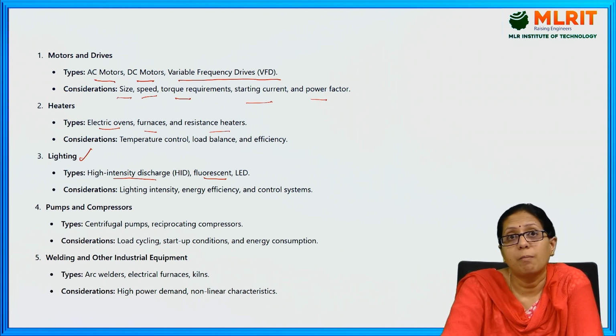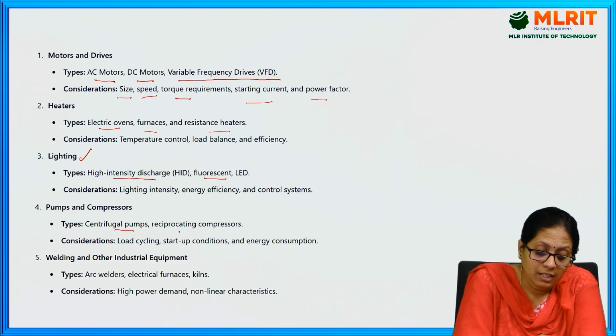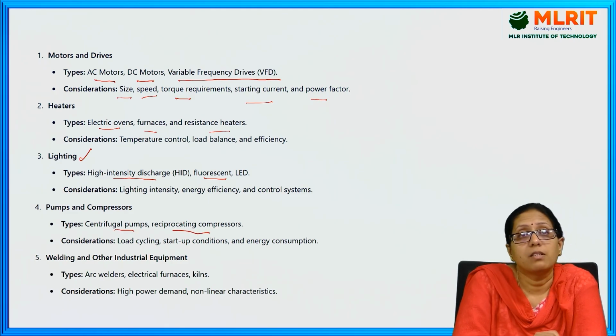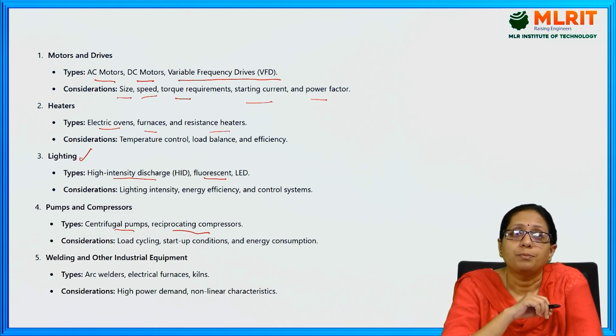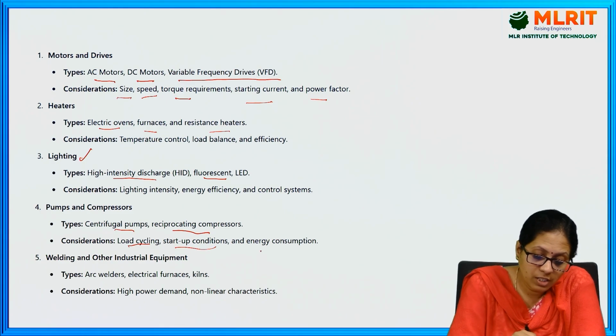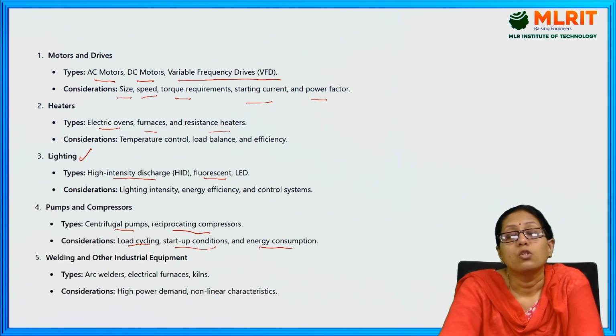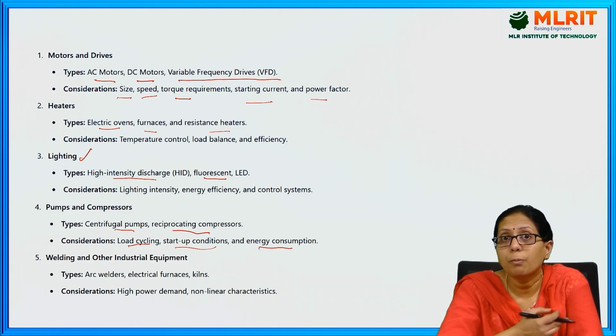Next one is pumping and compressors. The centrifugal pumps as well as the reciprocating compressors are being used as industrial loads, which have load cycle, startup conditions and energy consumption. So, based on the load cycles, the startup conditions as well as the energy consumption, the centrifugal pumps as well as the reciprocating pumps are being selected.